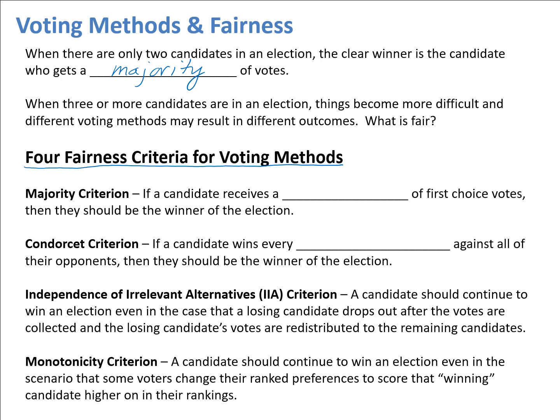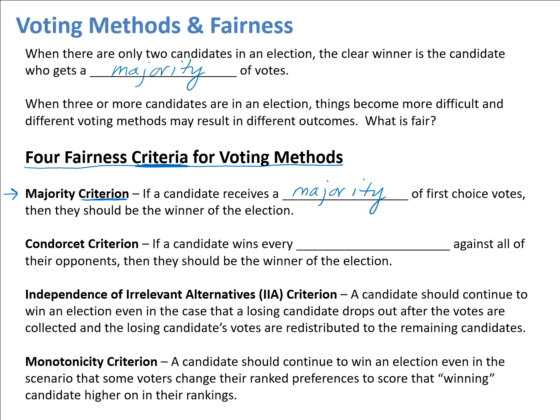The first voting fairness criterion is the majority criterion. And by the way, one thing I should mention here is that when we talk about criterion in the plural, we say criteria. When we talk about criterion singular, it would be criterion. So the majority criterion states that if a candidate receives a majority of first choice votes, then they should be the winner of the election.